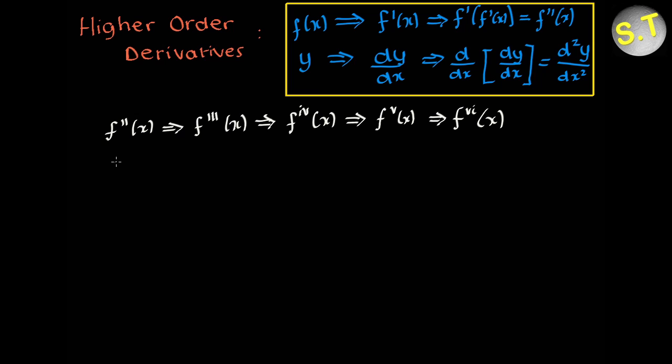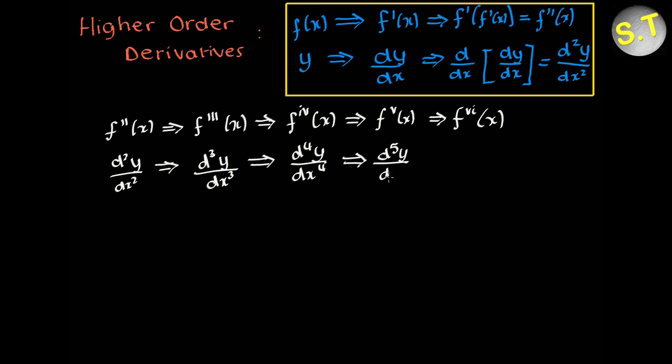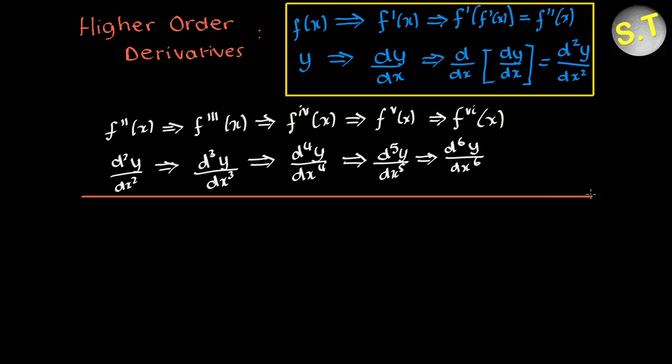And similarly, our d2y by dx squared notation can be taken further. d3y by dx cubed, d4y by dx to the fourth power, and so on and so on. So that's a definition of higher order derivatives.